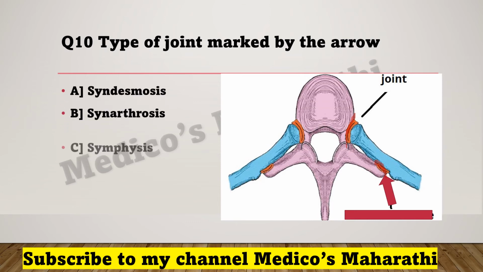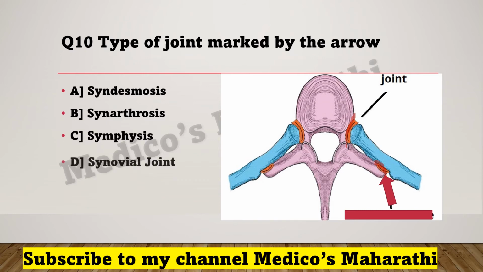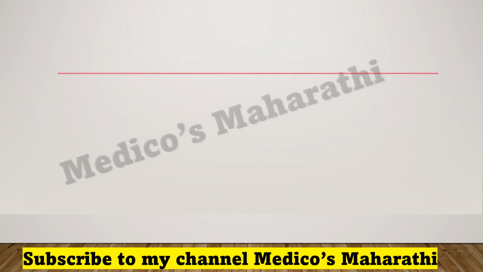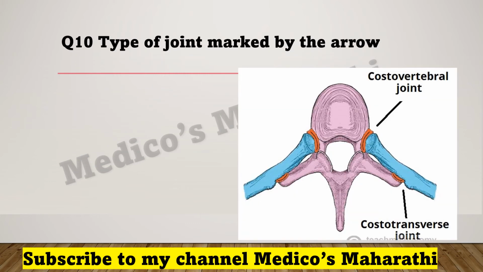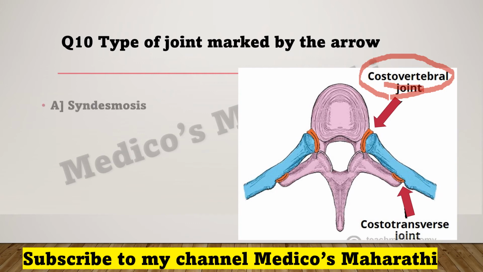Syndesmosis, syndarthrosis, and symphysis, synovial joint. So my dear friends, the correct choice for the question is, first thing is that this is the costovertebral joint. Okay, the first thing is, which joint is this? It is the costovertebral joint. Now, what type of joint is the costovertebral joint? Okay, so first thing is that it is the costovertebral joint and this joint is a type of synovial joint.